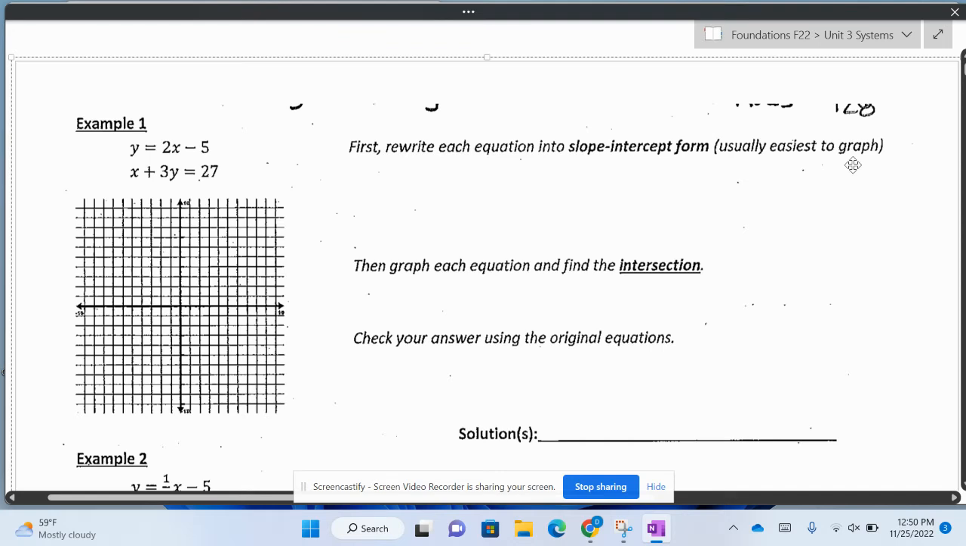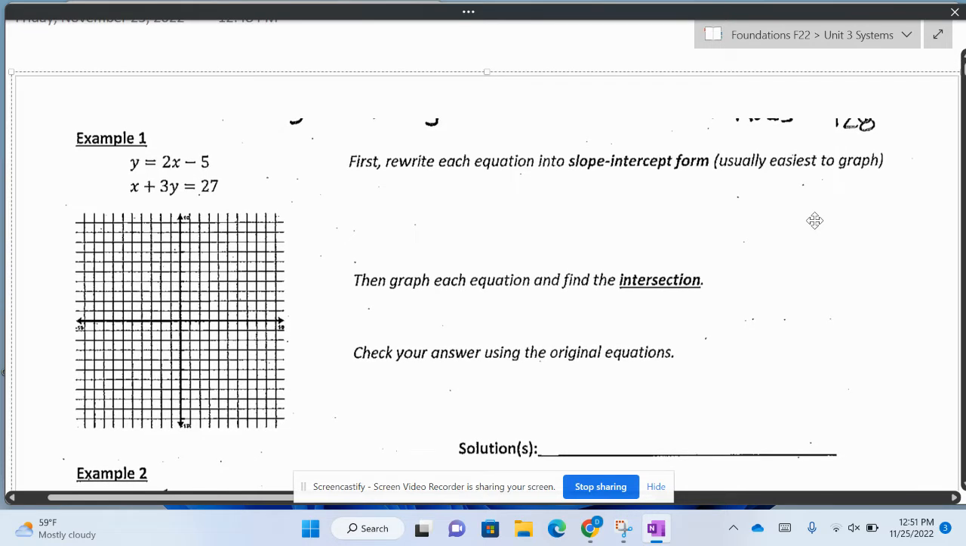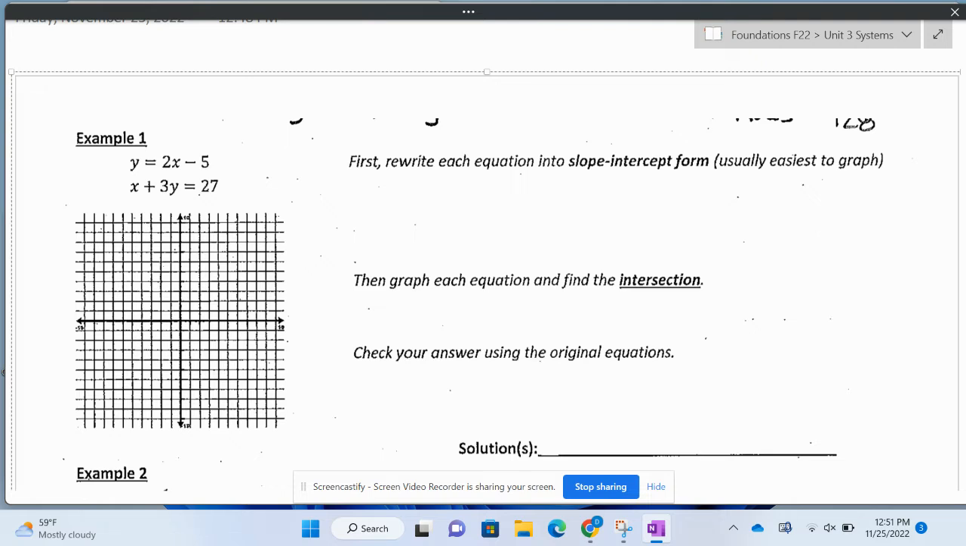All right, so this is Monday, November 28th. So today's lesson is strictly a review on solving systems. So we are going to first start by solving with graphing.